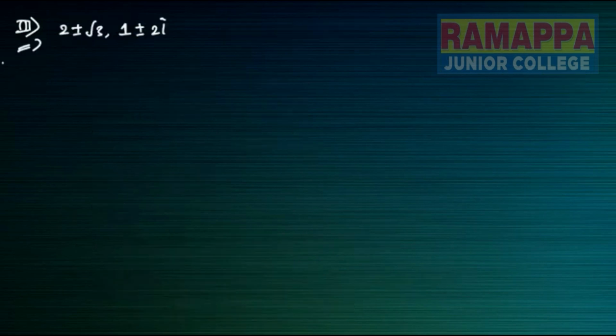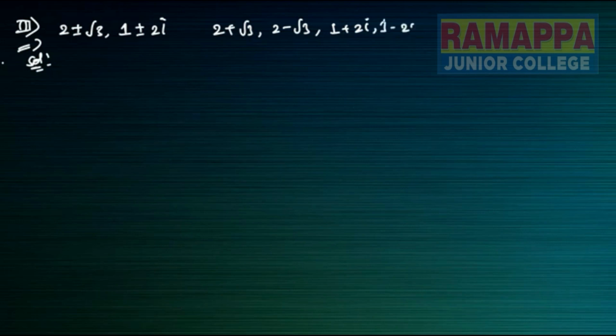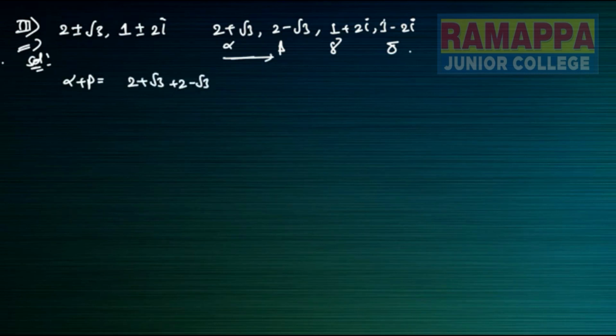Now the third question is given, same like the second question, only the solution here. So we'll get 2 plus root 3 and 2 minus root 3, and 1 plus 2i and 1 minus 2i. So alpha, beta, gamma and delta we got here. Now the 4 roots are here. Now the solution will become, first we will find alpha plus beta. So alpha plus beta is equal to 2 plus root 3 plus 2 minus root 3, this will get cancelled, so it is equal to 4.